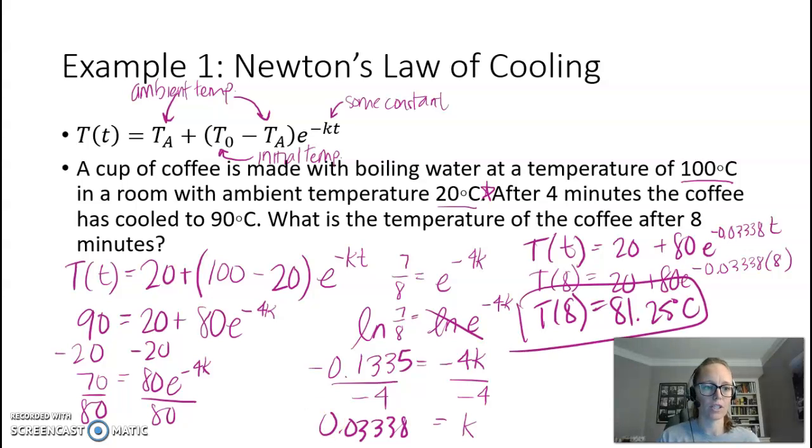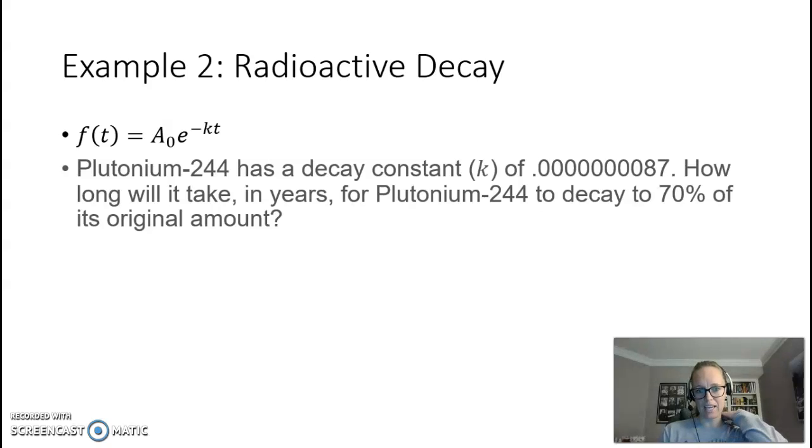Okay, the next question here is radioactive decay. So with radioactive decay, we have our function here. You'll notice that there's different variables used, but the structure of the function is the same. So a sub 0 here, this is the initial amount of whatever it is that is being observed. And then we've got that e value, and then again k is a constant. Okay, and it's a constant that's dependent upon whatever it is that you're observing that's decaying.